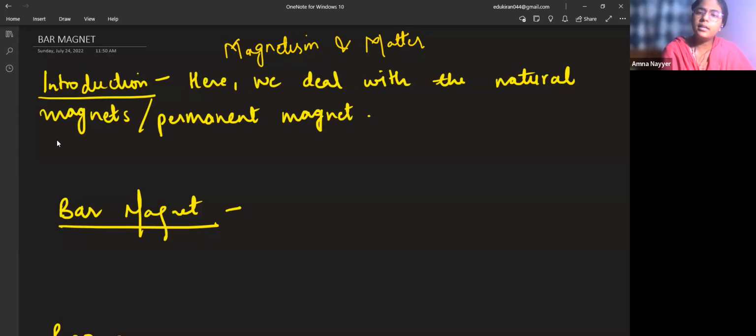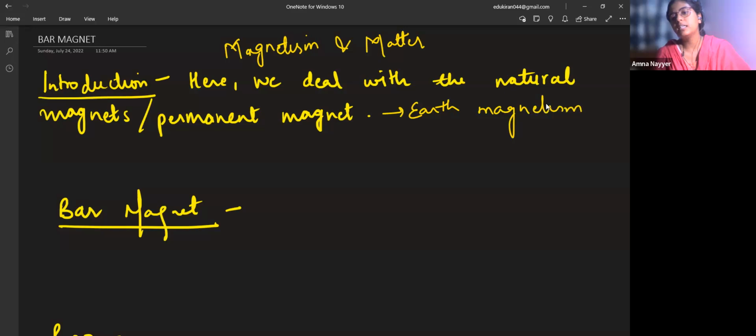It says we deal with natural magnets or permanent magnets. See, for natural magnets, you have a topic known as earth magnetism. Earth magnetism means that if the earth is acting as a magnet, then this becomes a natural magnet. And then you also have artificial magnets. They are permanent magnets, which are your bar magnets. So this bar magnet we'll deal with first, then we'll deal with earth magnetism.